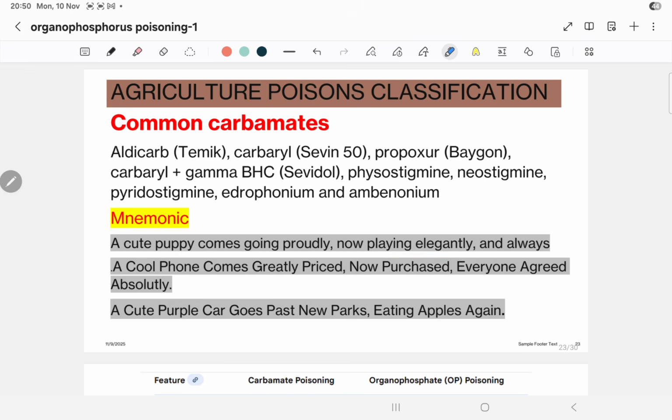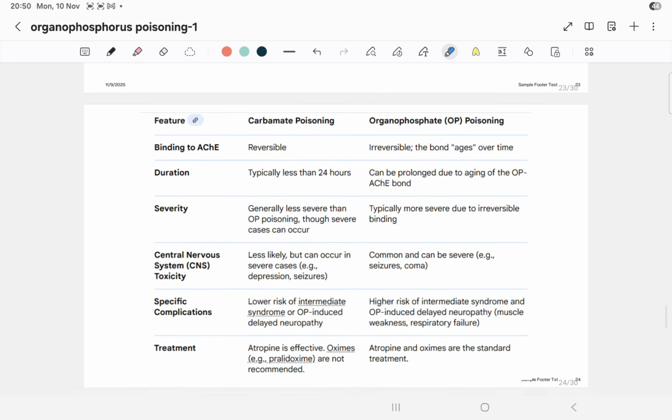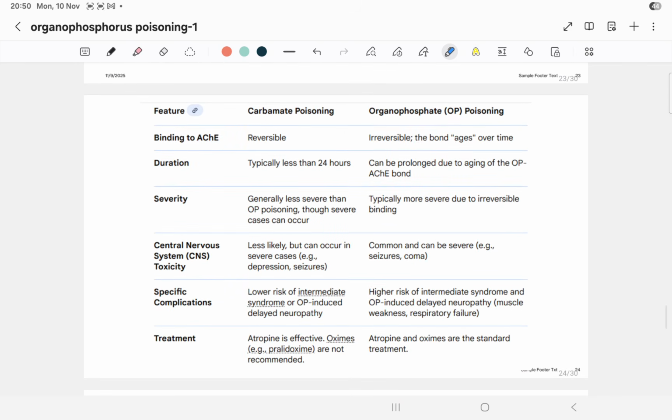So you will have 5 to 6 names. I have given you the mnemonic for the whole list that is given in the book, but you can remember 4 or 5. Now coming to the differentiation between carbamate poisoning and organophosphorus poisoning.